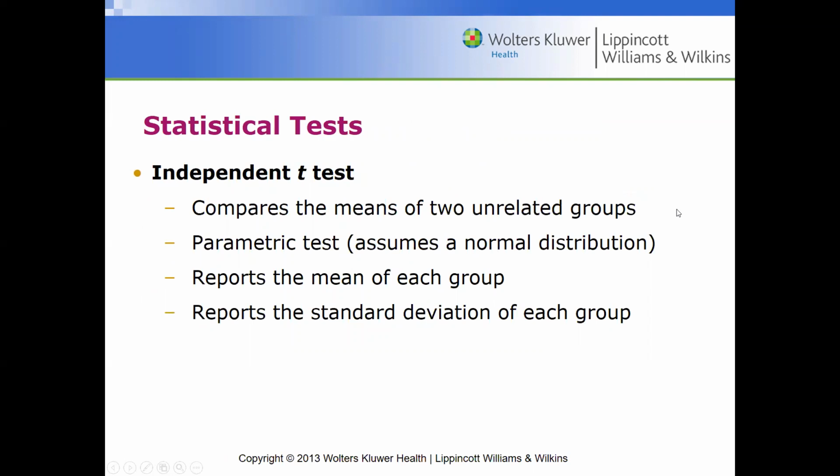So the statistical tests that we can use are the independent t-test. And so again, this compares the means of two unrelated groups. It's a parametric test. So that means we assume that the data is normally distributed. And we talked a little bit about that when we talked about descriptive statistics and normal distribution. It reports the means of each group and the standard deviation of each group.